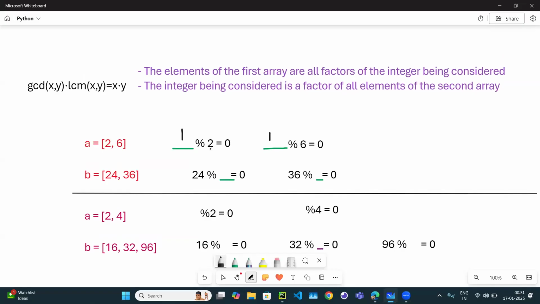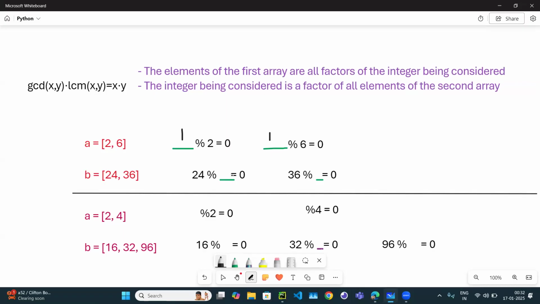Okay, if 1 divided by 2 gives remainder 0, no. Then we'll try 2. 2 divided by 2 gives 0, yes. Then 2 divided by 6 gives 0, no. Then we put 3. 3 divided by 2 is 0, no. Then we put 4. 4 divided by 2 is 0, yes. Then 4 divided by 6 is 0, no. Then put 5. 5 divided by 2 is 0, no. Then we put 6. 6 divided by 2 is 0, yes. 6 divided by 6 is 0, yes. Divide means basically the remainder modulus is 0.